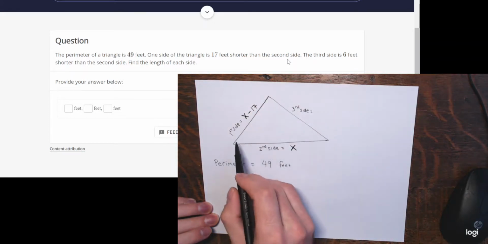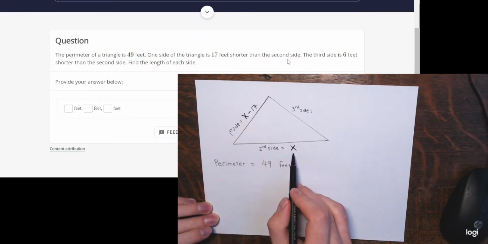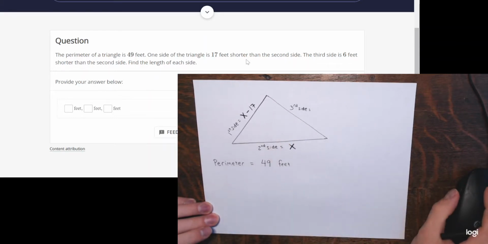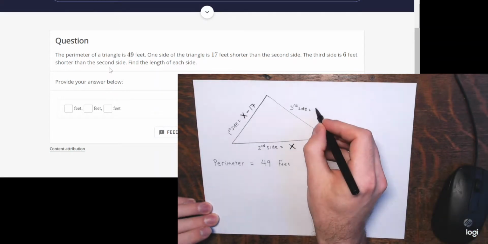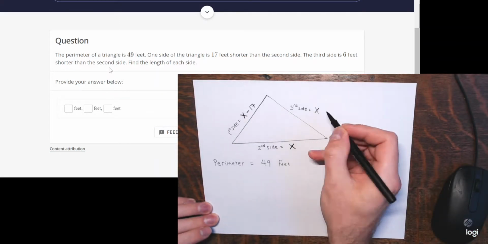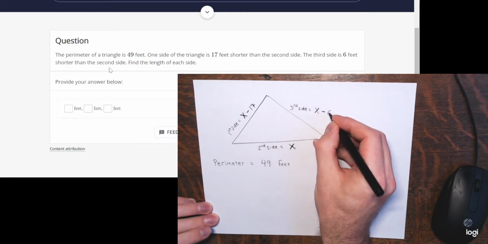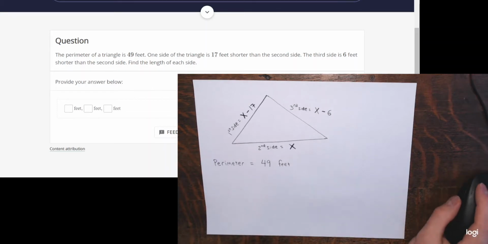So one side has a length of x minus 17. The second side has a length of x. And then the third side, they say, is 6 feet shorter than the second side again. So I take the second side length again, x, and then subtract 6. It's 6 feet shorter. And that's all we need. I'm going to make the page a little bigger.